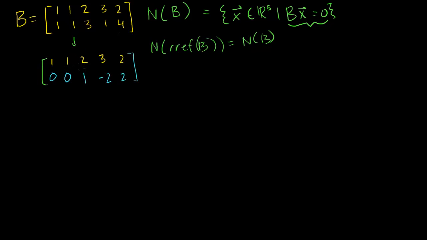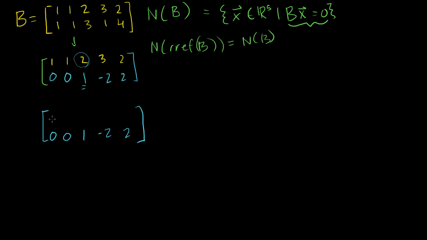So this is a free variable right here. This is a pivot variable right here. We have a 1. So let me get rid of that guy right there. And I can get rid of that guy right there by replacing row 1 with row 1 minus 2 times row 2. So now row 2 is going to be the same: 0, 0, 1, minus 2, 2. And let me replace row 1 with row 1 minus 2 times row 2.